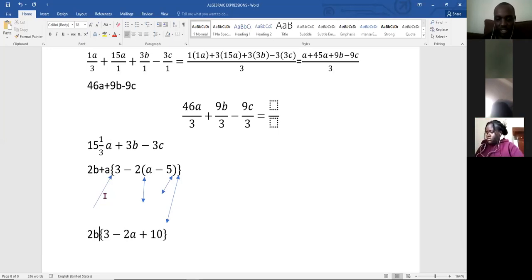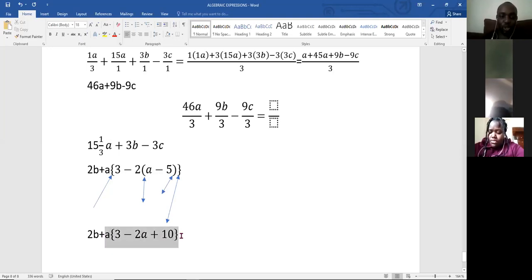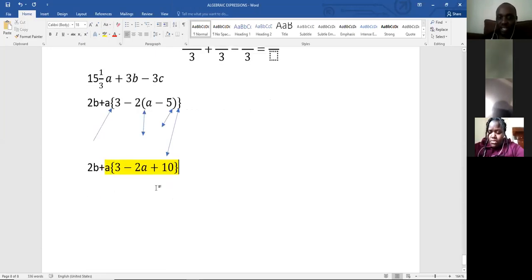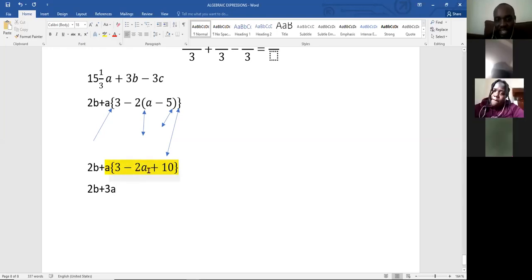Look at this one very carefully. It is now like this. You started by solving the inner bracket, so 3 is still here. Negative 2 multiplied by A is negative 2A. Negative 2 multiplied by negative 5, the answer is positive 10. And then A is going to multiply whatever is inside the bracket. So A, the number outside the bracket, multiplies the number inside the bracket. We say 2B is still here, and then we have A times 3, where the answer is 3A.